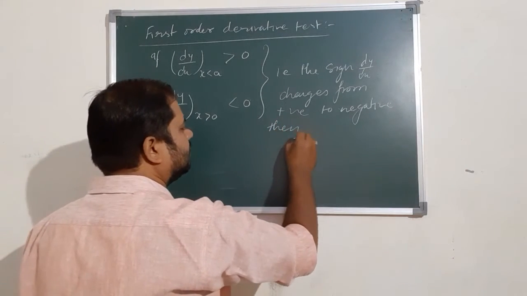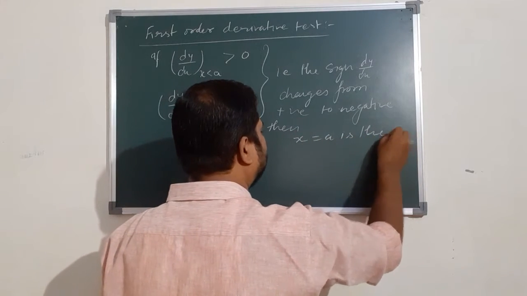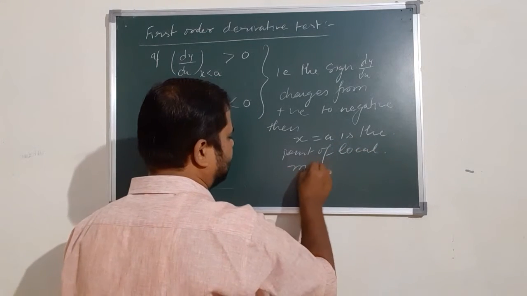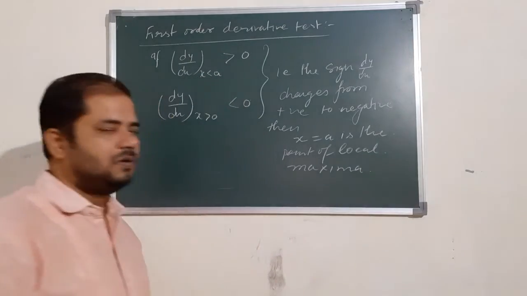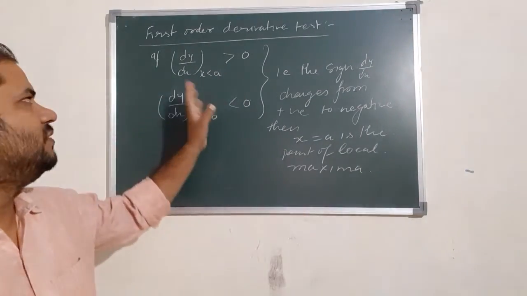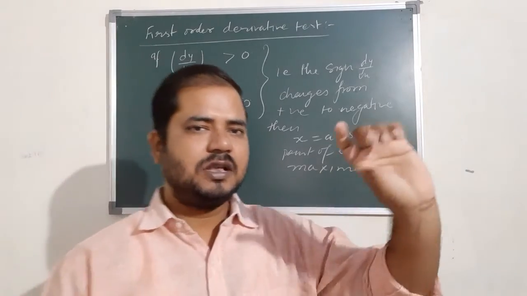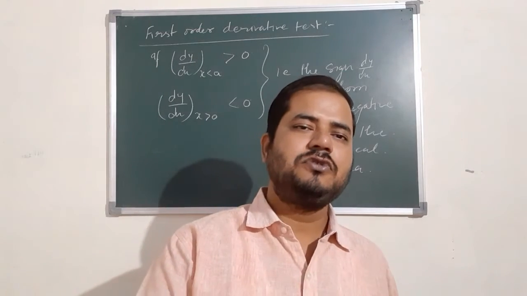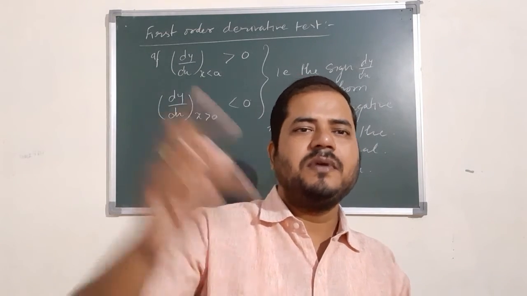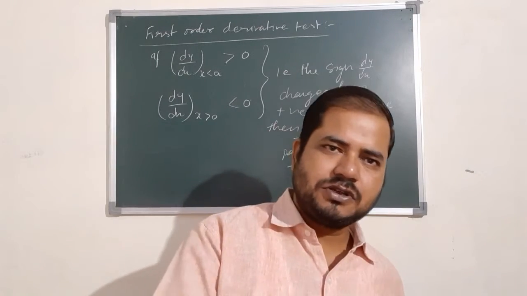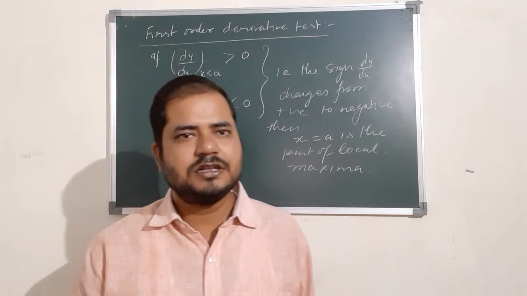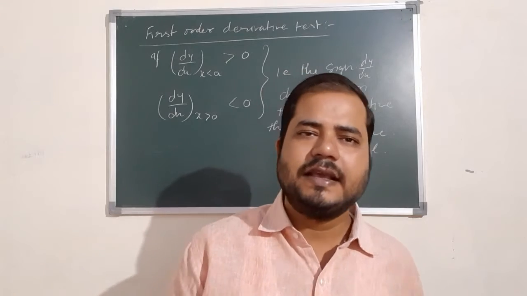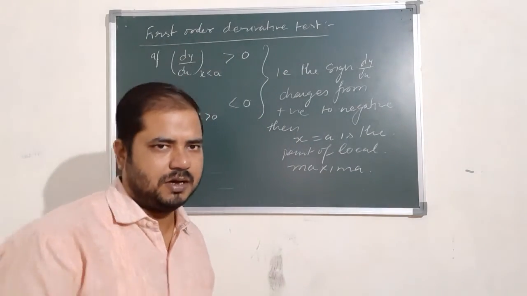Then x is equal to a is the point of local maxima. In the question we will make it clear. First we find dy by dx, f dash is equal to 0, and now there are points, x equal to a. So we see at x is equal to a minus h, if dy by dx is greater than 0 and at x is equal to a plus h, dy by dx is less than 0, then we can say dy by dx changes its sign from positive to negative. In this case, this is the point of local maxima.